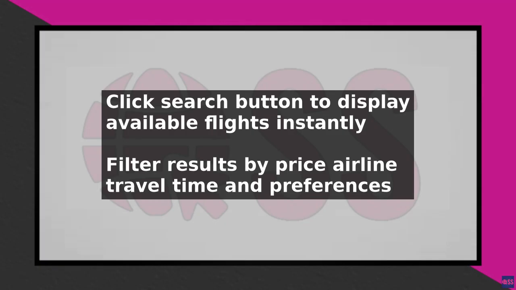Once you've chosen your outbound flight, you'll need to select your return flight. The price for the return flight will be added to the initial flight cost. You can then review your flight details, including the cancellation policy and any additional fees.